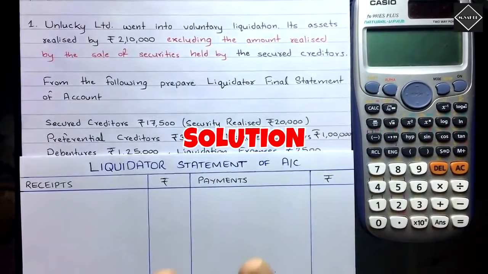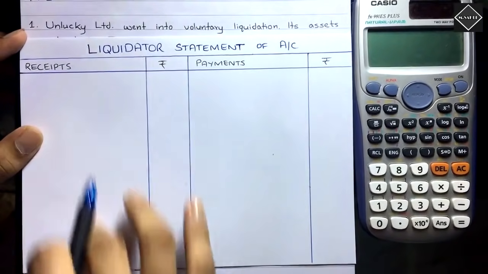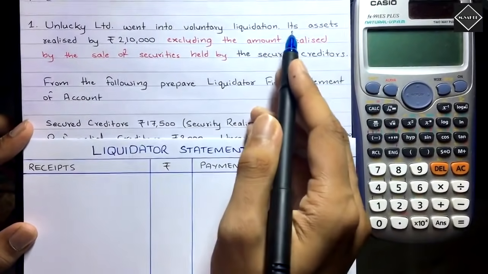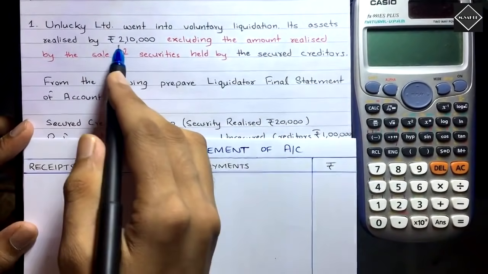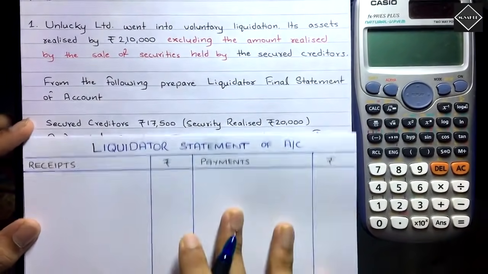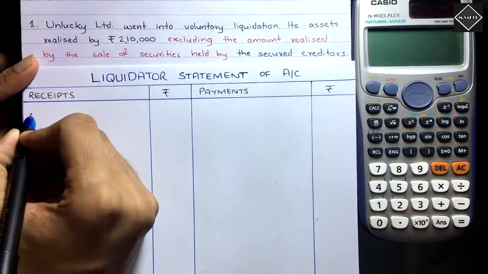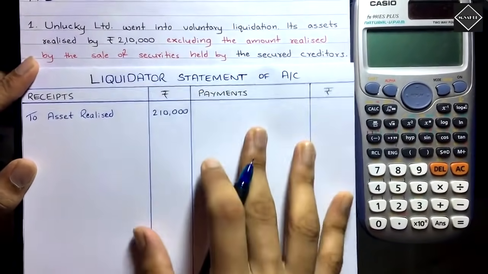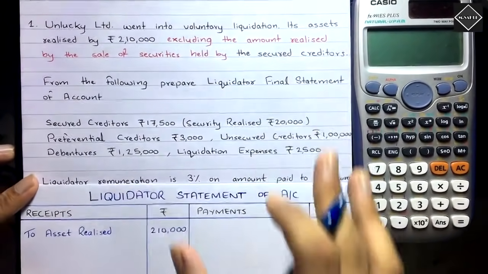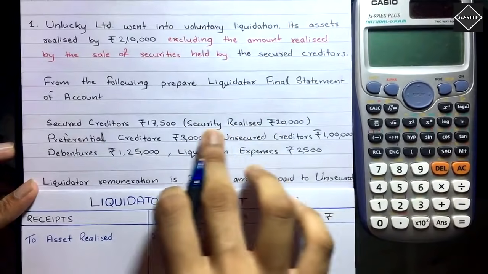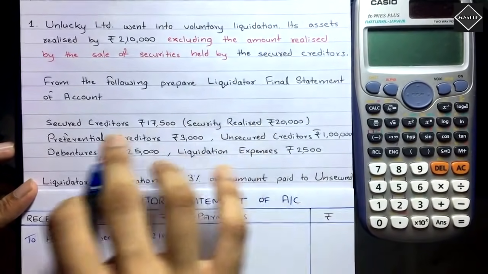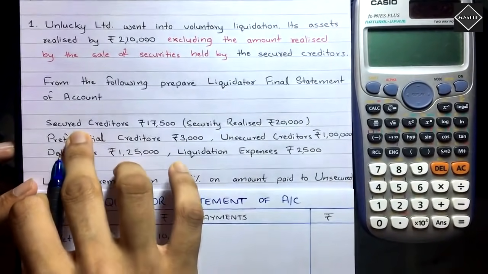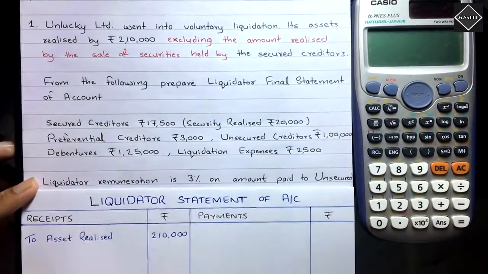See here, first you have to take all the receipts. The first receipt we have in this question is the asset realized, rupees 2,10,000. So take that, asset realized. And then we don't have any other receipt except the security that has been sold, this security which we gave to the secured creditors. This asset has been sold for rupees 20,000, and we have secured creditors of 17,500.